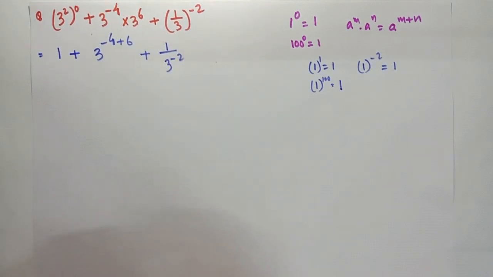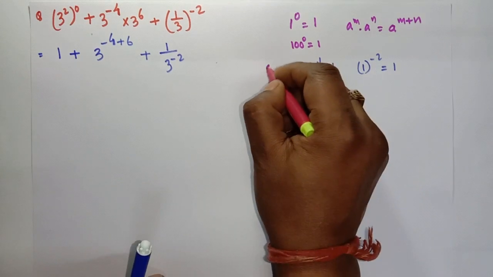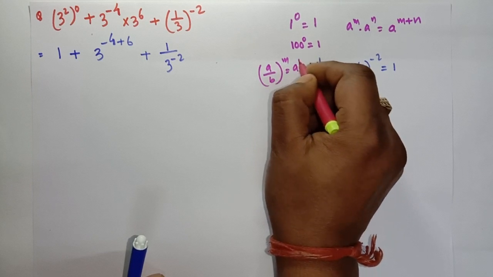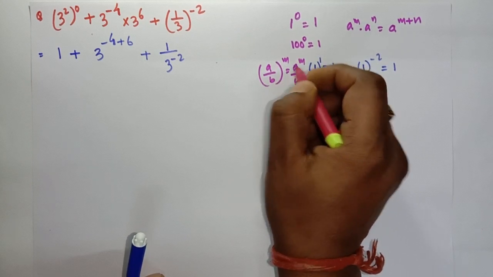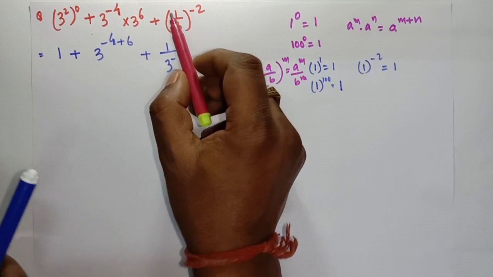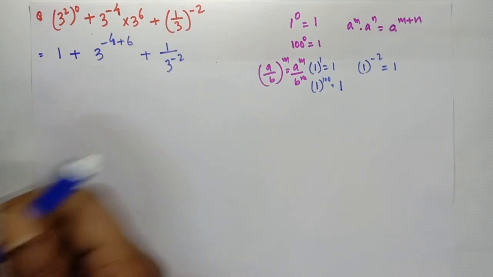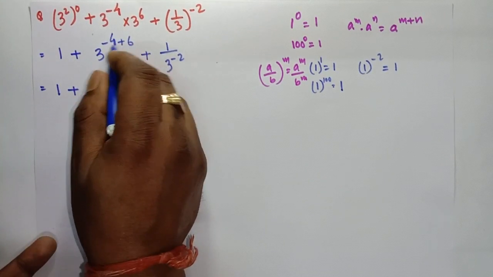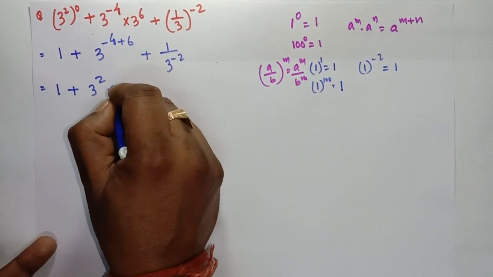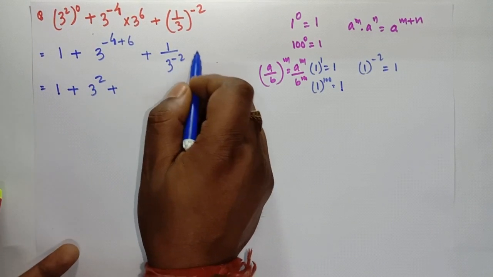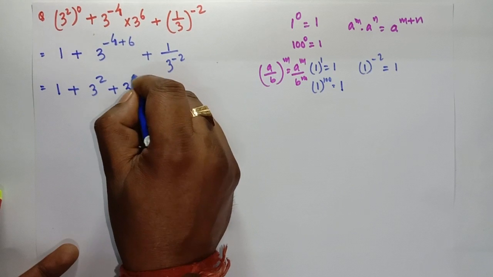As you know this rule, a by b to the power m, that means this m belongs to a to the power m and b to the power m. So this minus 2 belongs to this also, and this minus 2 belongs to 3 also. Now what can I do in the next step? So this is 1 plus 3 to the power, 6 minus 4 is 2, plus. Since this is negative, to make it positive, this will go up. So this will be 3 square.